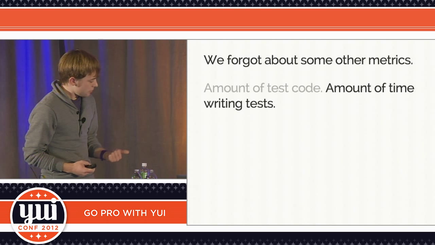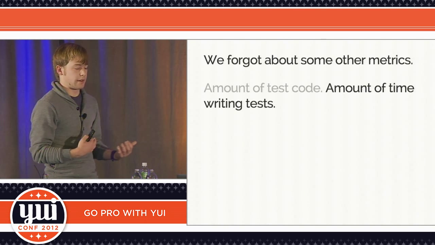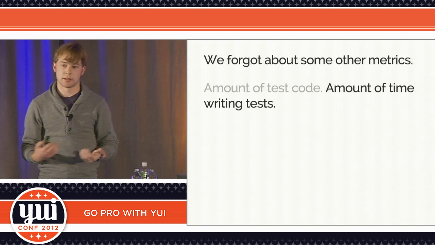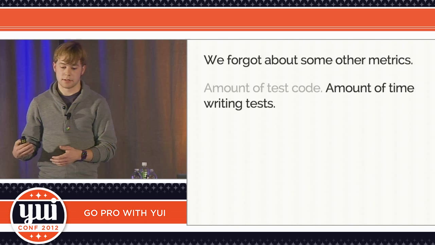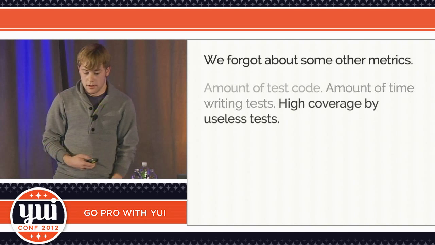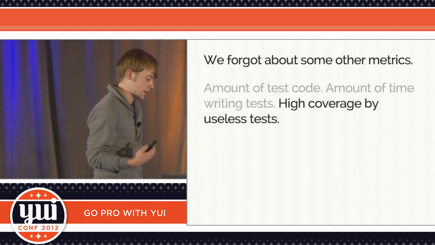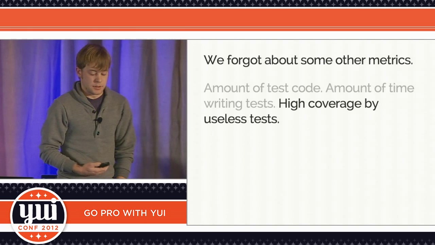But when it takes a long time to write, I can make a tool that helps us get that tested faster. But ultimately, it might make more sense to have less code in our core and, by extension, fewer tests that we have to run. And then there's high coverage by useless tests. You can get 100% line coverage pretty simply, but still have the wrong kind of test. That's something to think about.